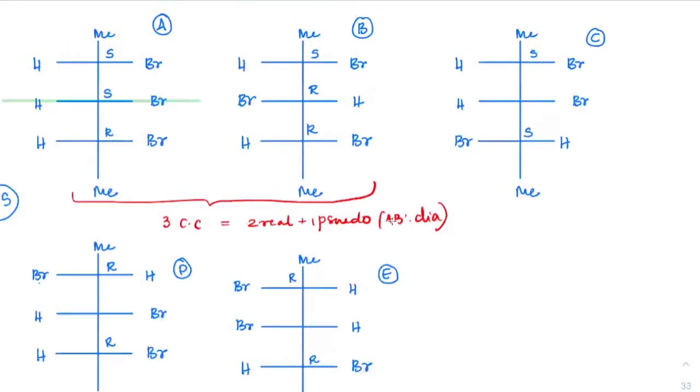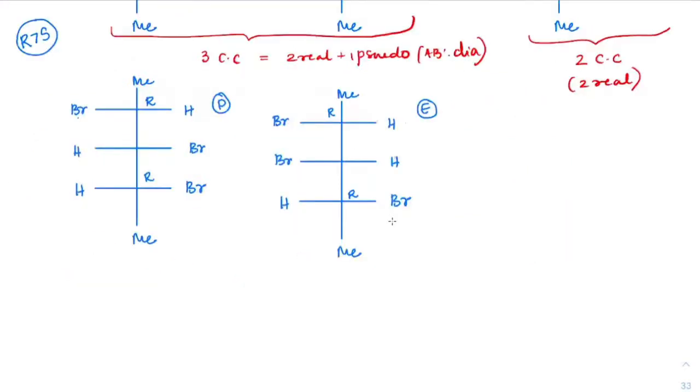Now, check this. If you were asked the number of chiral centers here, what will you say? You will say only 2 chiral centers. Right? Because the molecule which is R above and below, their configuration is also the same. So that is not counted as a pseudo chiral center. So there are only 2 real chiral centers. What about this D and E now? Here also there are only 2 chiral centers and both are real.